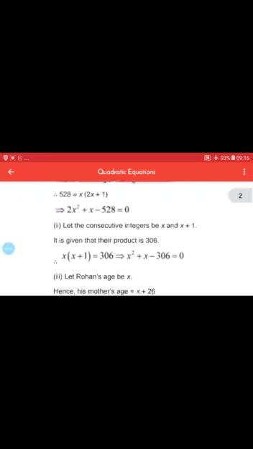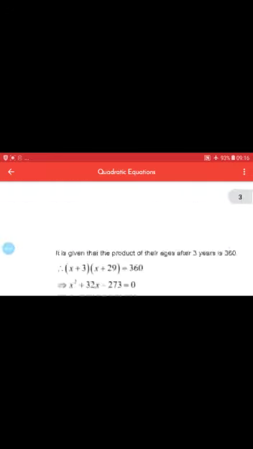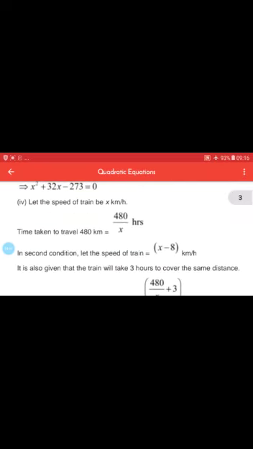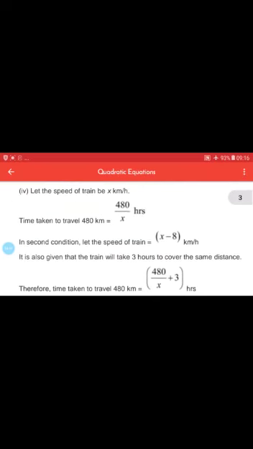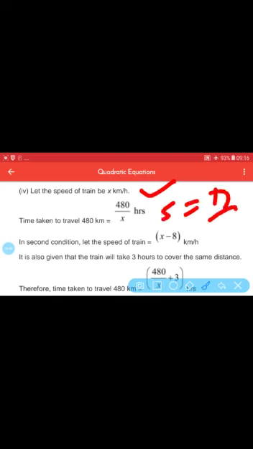इसमें हम लोग को क्या फाइंड करना है? स्पीड ऑफ द ट्रेन. लेट अस सी. इसमें भी आप असयूम कीजिए. Let the speed of the train be how much? x kilometer per hour. Okay, so time, distance by what? Speed is equal to distance by time. So time will be what? Distance by speed. And in the second condition, let the speed of the train be x minus 8 kilometer per hour.